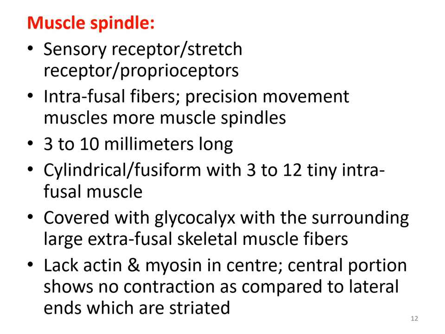The muscle spindle is covered with a glycocalyx, which surrounds it like a capsule, and around it are the extrafusal skeletal muscle fibers. The muscle spindle in its central portion lacks actin and myosin, while the lateral portions, which are striated, have actin and myosin.